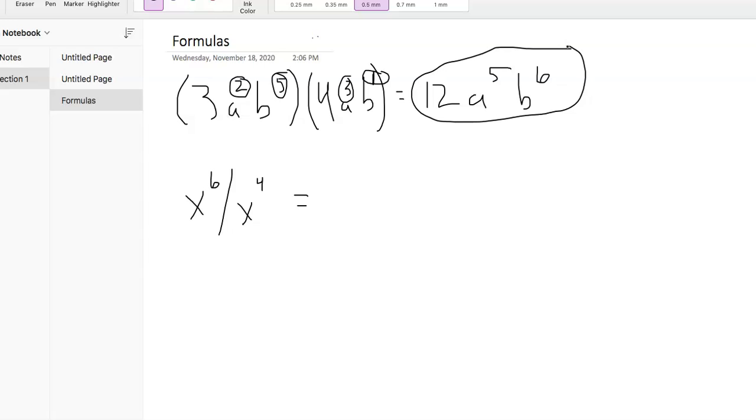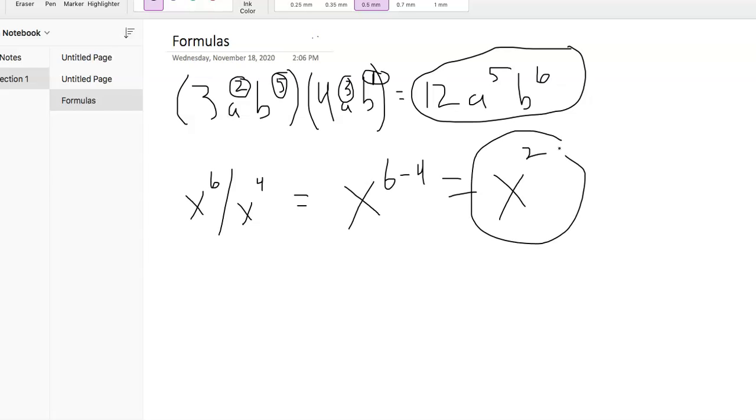Okay, jumping into dividing exponents. And we have x to the sixth divided by x to the fourth. So when we divide exponents, subtract. So 6, x to the sixth minus 4, that's going to be x squared. Okay, pretty simple, right? Important to know though, because it'll show up. So when we're multiplying exponents, add them. Dividing exponents, subtract. Okay, so there's our first two.